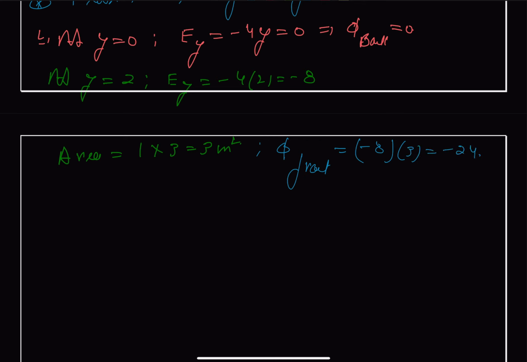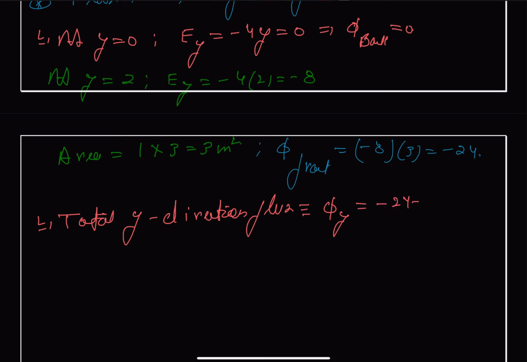So the net flux in the y direction, the total y direction flux, will be phi of y is equal to minus 24 minus 0, giving us minus 24.